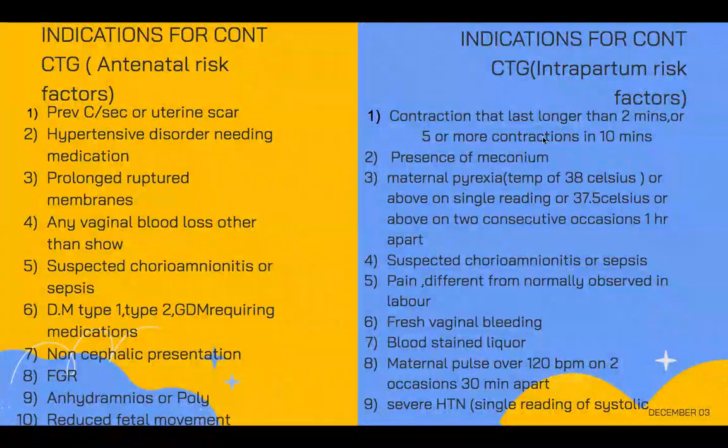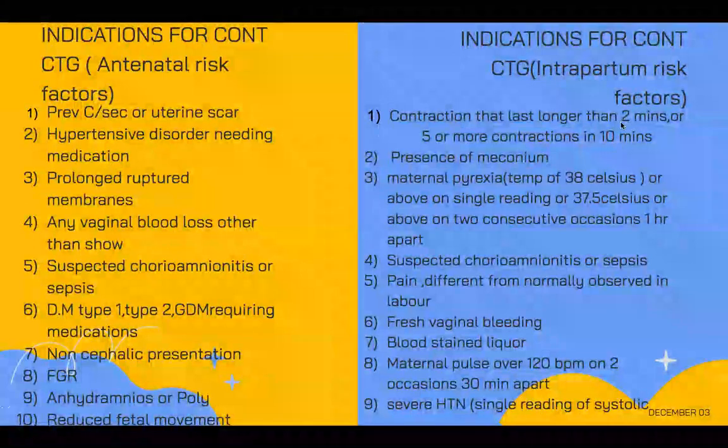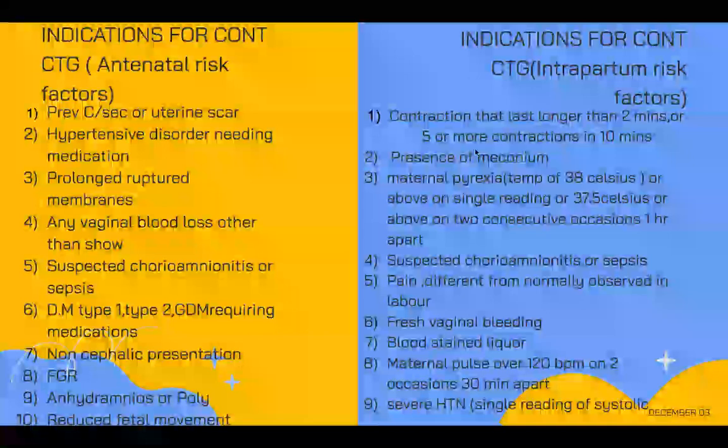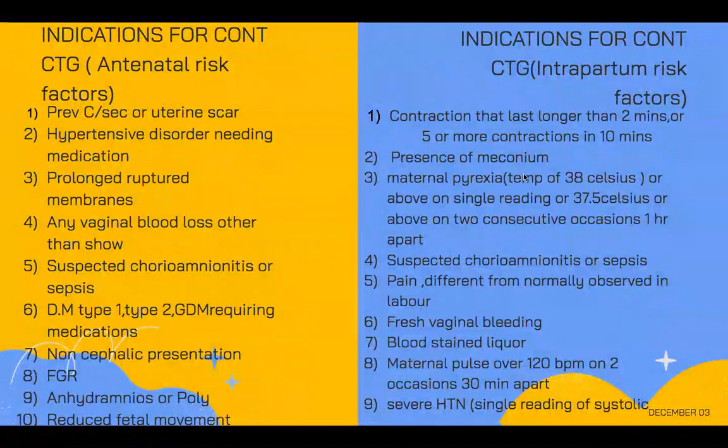What is half of 10 minutes? 5. So 5 or more contractions, or a single contraction which lasts longer than 2 minutes. Maybe she's having only one contraction in 10 minutes, but that one contraction is lasting longer than 2 minutes. So in this case, this is an indication to go for the CTG because the blood supply of the fetus is getting compromised because of these contractions. Presence of meconium. Now just come to the scenario that there is meconium stained liquor, right? There is meconium stained liquor. Now for the meconium stained liquor only, this is not a thick meconium, what are you going to choose?